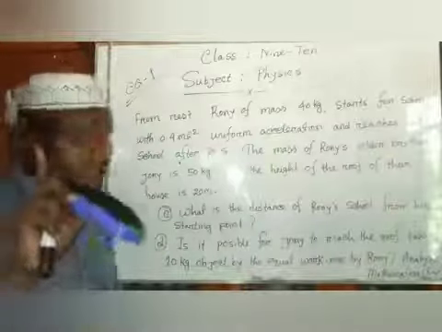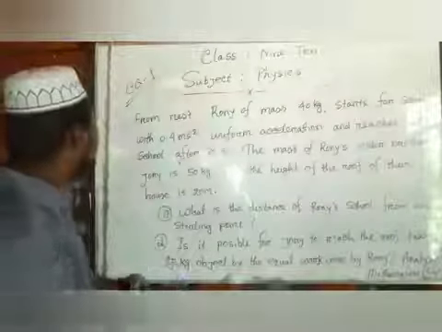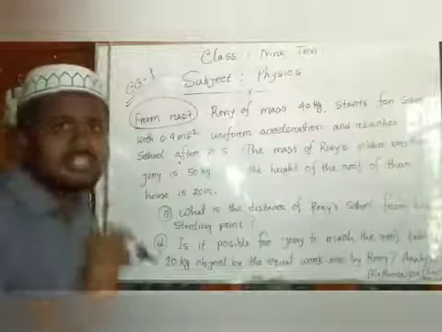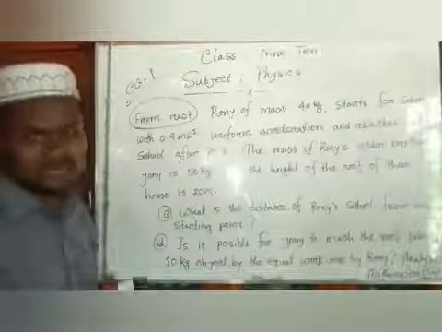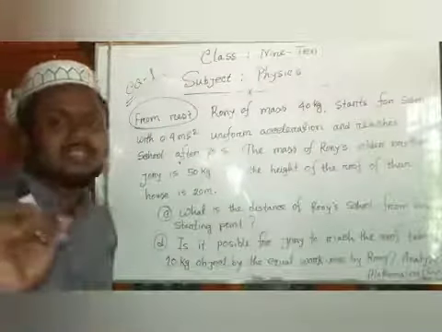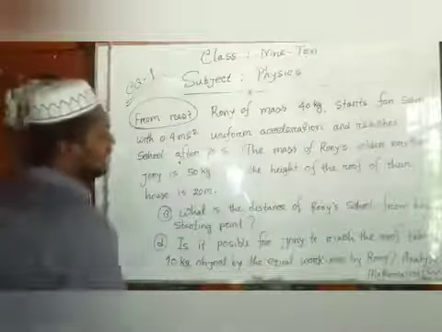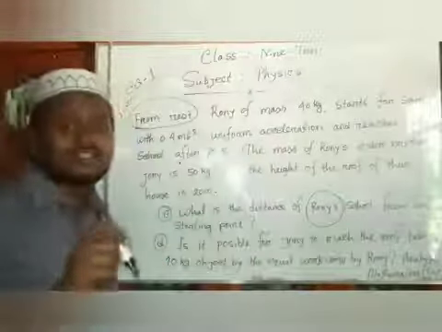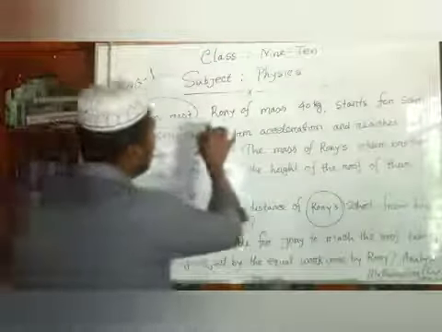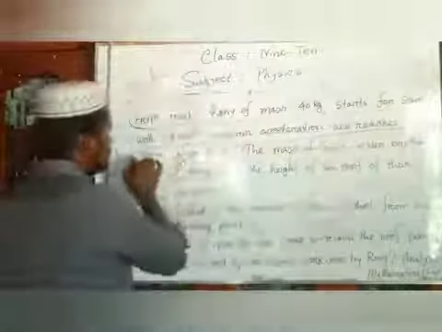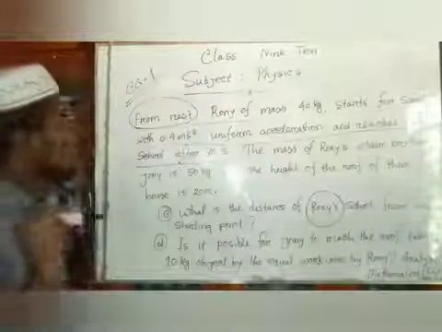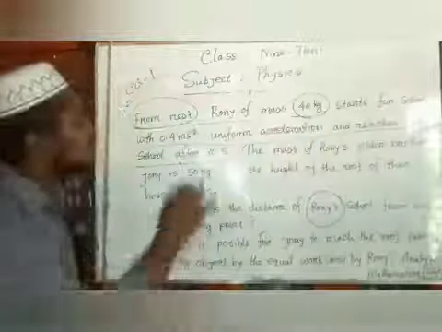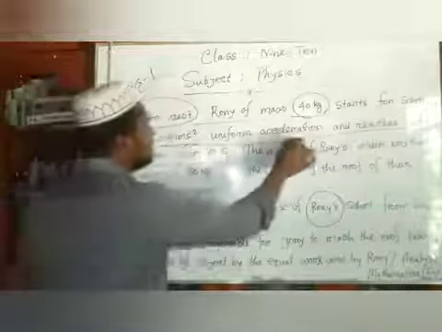Dear students, just imagine from rest, that means initial velocity 0. As the question is only for Ronnie, we calculate for this case. Dear students, listen to me. The mass of Ronnie is 40 kg. He starts for school with uniform acceleration.